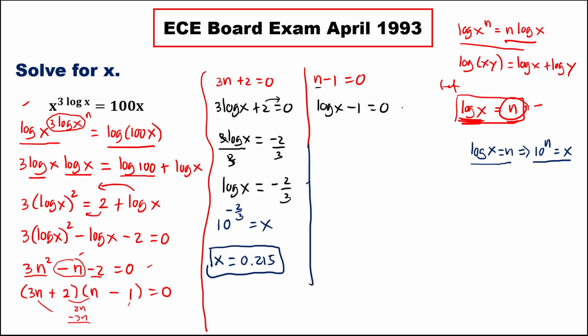Then from the second factor, log x equals, transpose, so this becomes 1. Again, to rewrite this in exponential form, the base is 10. So this is 10 to the power 1 equals x. Therefore, x is equal to 10.